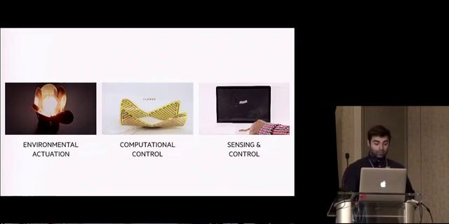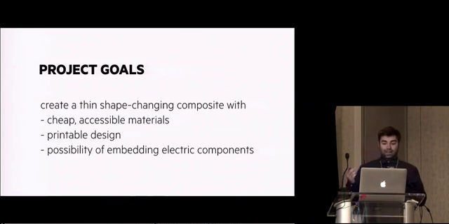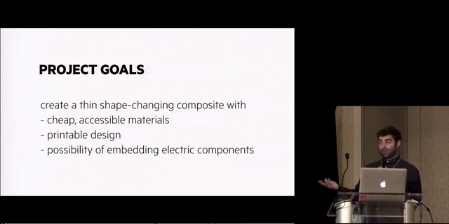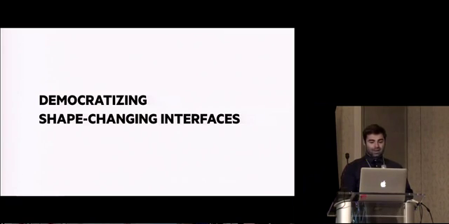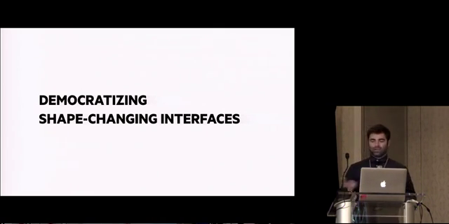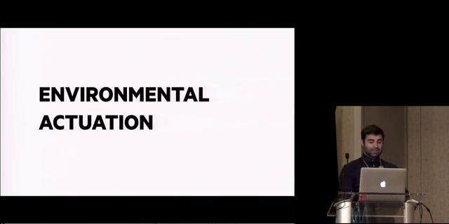And one of the major goals of the project was to create a thin shape-changing composite that is really cheap and made with accessible materials. Because if you look around, all the other materials are hard to get, actually. Then it has a printable design, which is also hard to come by, and has the possibility to embed electric components without any real additional work. And all of that leads to this idea of being able to democratize shape-changing interfaces and really enabling anybody with very simple tools to make those things. So let's dive into it.